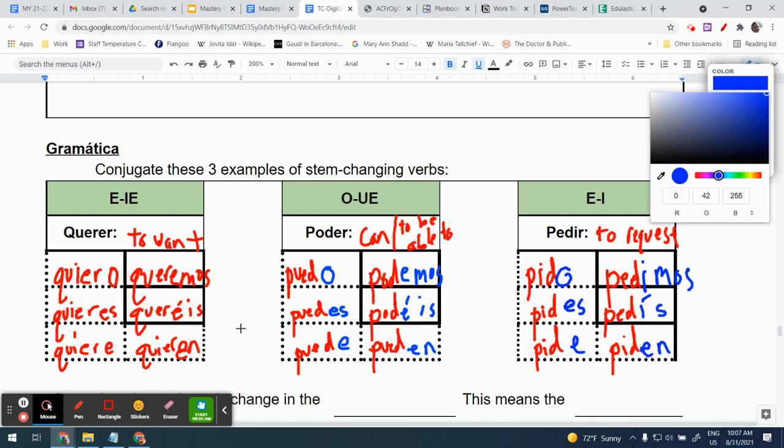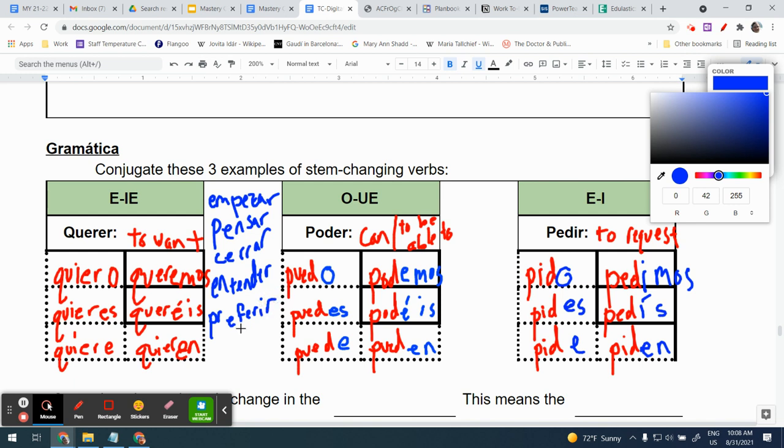Now, obviously, querer is an E to IE. The other ones you know that are E to IE are empezar, which is to start or to begin. Pensar, which is to think. Cerrar, which is to close. Entender, which is to understand. And preferir, which is to prefer.